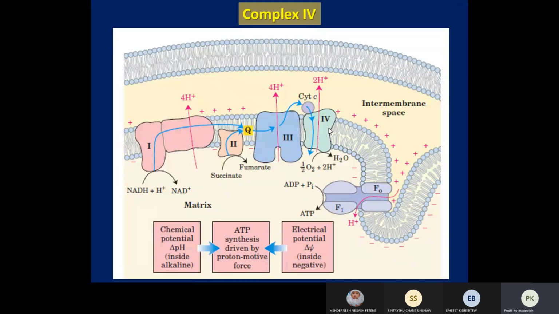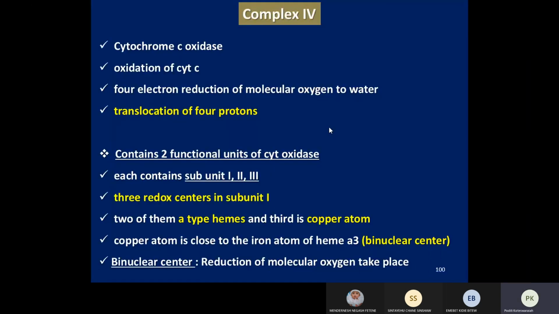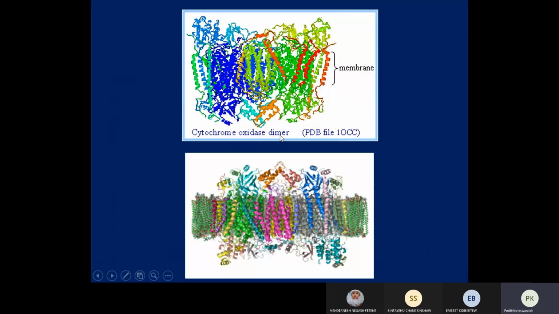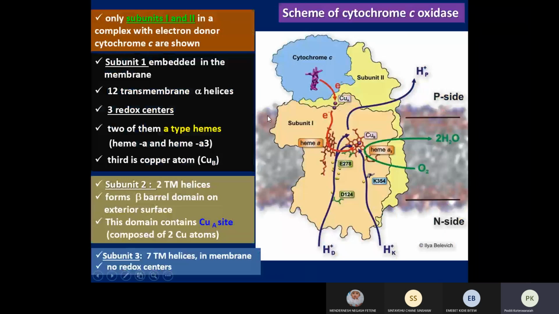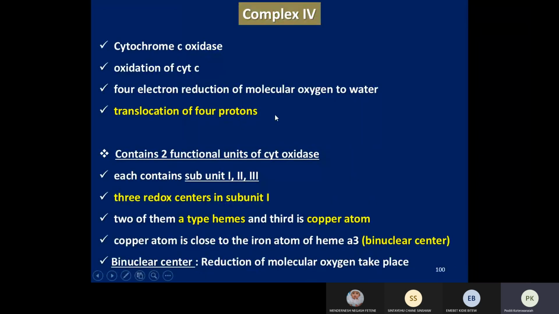Coming to complex 4. Complex 4 is also known as cytochrome c oxidase, and this complex 4 is also involved in proton translocation, as I already said previously. Complex 4 has many subunits, and it has 3 redox centers. It has subunits 1, 2 and 3, and there are 3 redox centers in subunit 1, which has the 2 hemes and 1 copper atom.